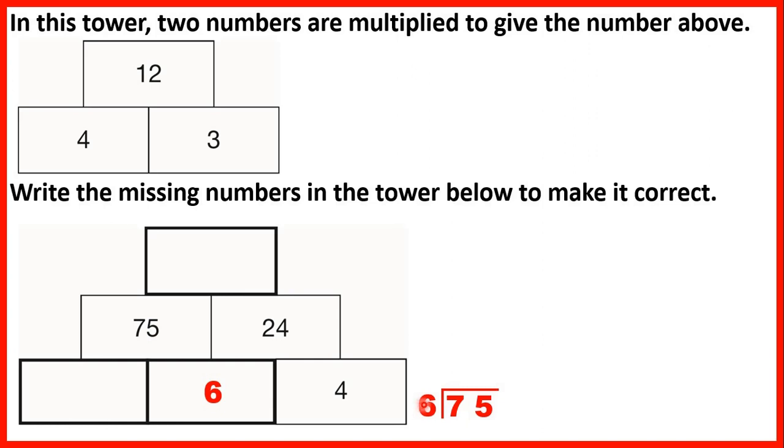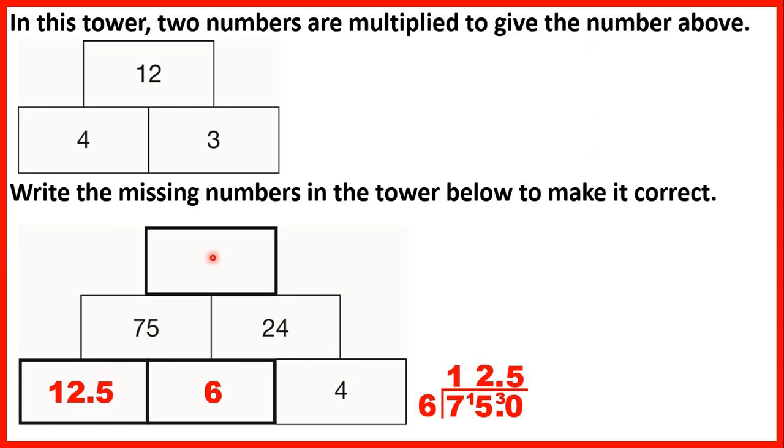7 divided by 6 is 1, remainder 1. 15 divided by 6 is 2, remainder 3. So we need to extend with a point 0, copy up the decimal point, and write our remainder 3 in front of our tenths digit. And now 30 divided by 6 is 5. So we have 12.5 in this box here.